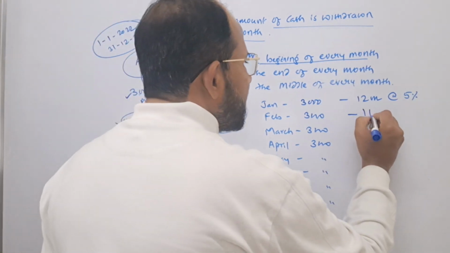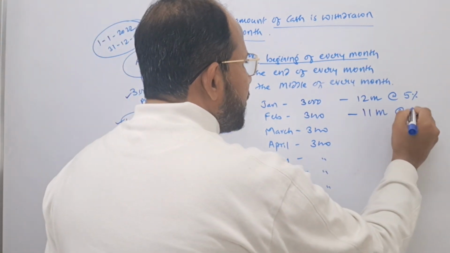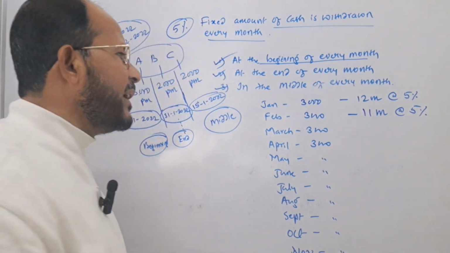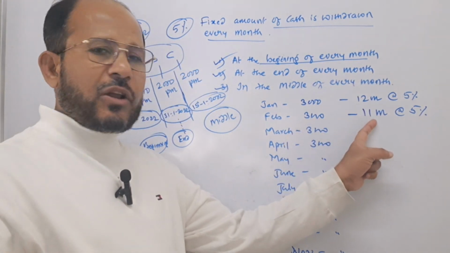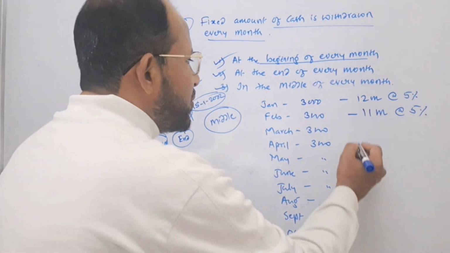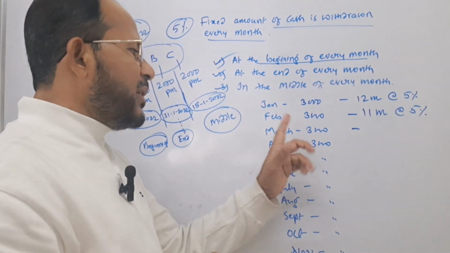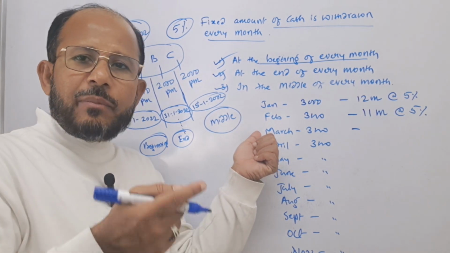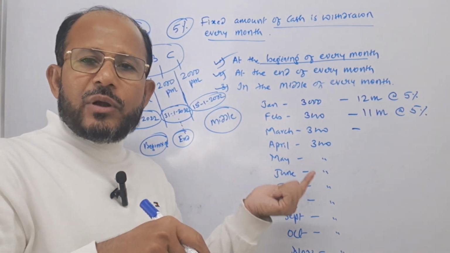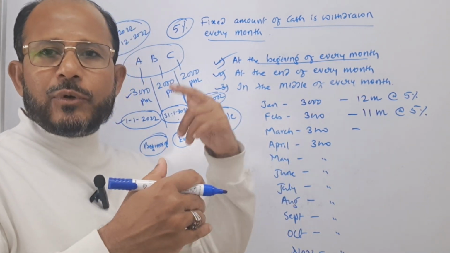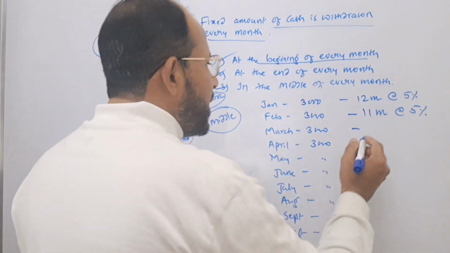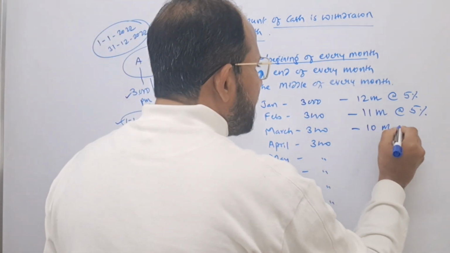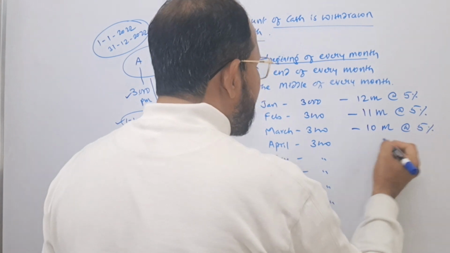We get how many months? 11 months. Here also we calculate 5% interest on 3000 for 11 months. Next one is in the month of March, again he withdrew rupees 3000. When did he withdraw this one? At the beginning of March. It means including the month of March, we have to count up to 31st December. We get how many months? 10 months. Here 5% is to be calculated for 10 months.